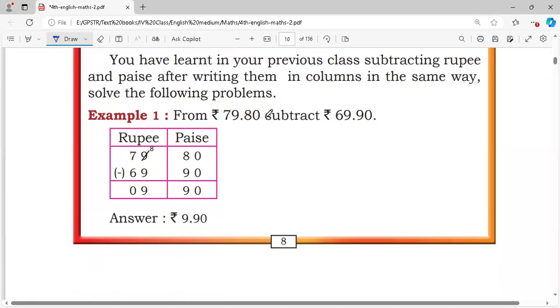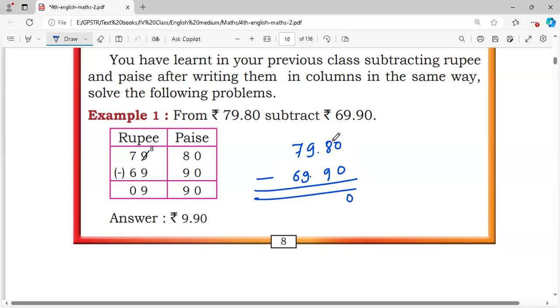subtract 69 rupees 90 paise from 79 rupees 80 paise. This is 79 rupees 80 paise, 79 rupees 80 paise, and 69 rupees 90 paise.